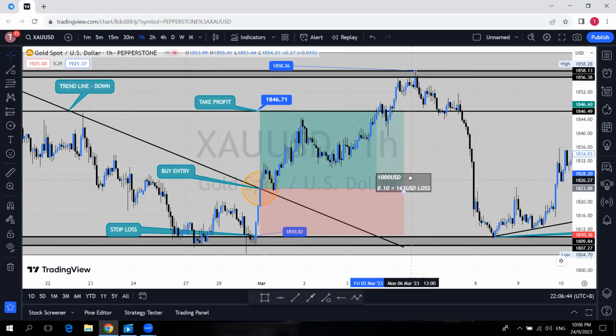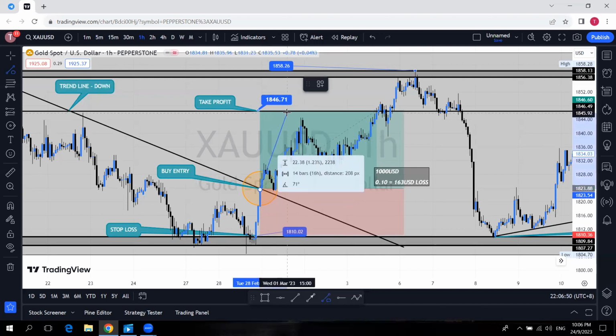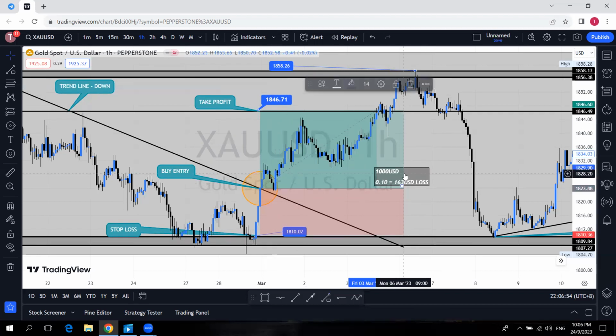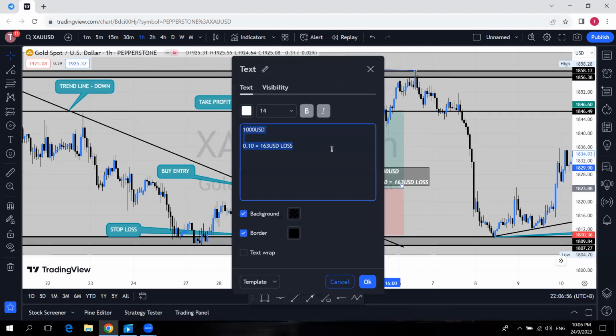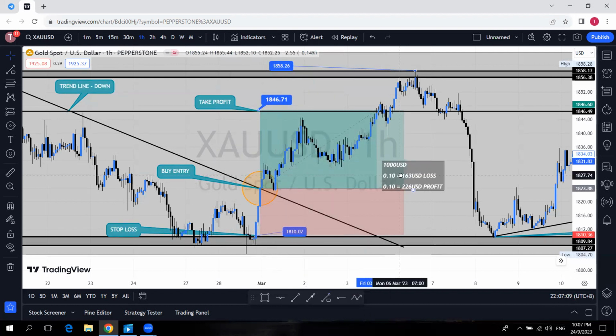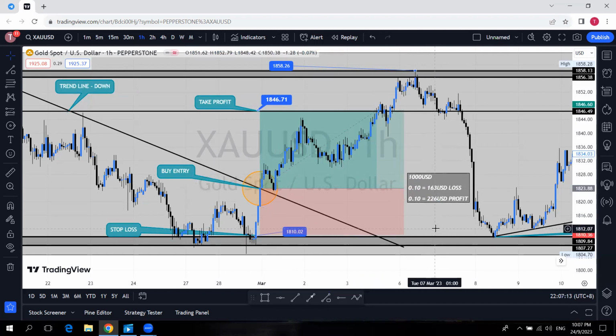Okay. This is our stop loss if you are using 10 cents. But if our gains, it's 226. Okay. So if you are using 10 cents, it's 226 USD profit. Okay, so this is a method which you can use to actually find out what is your risk and what is your reward.